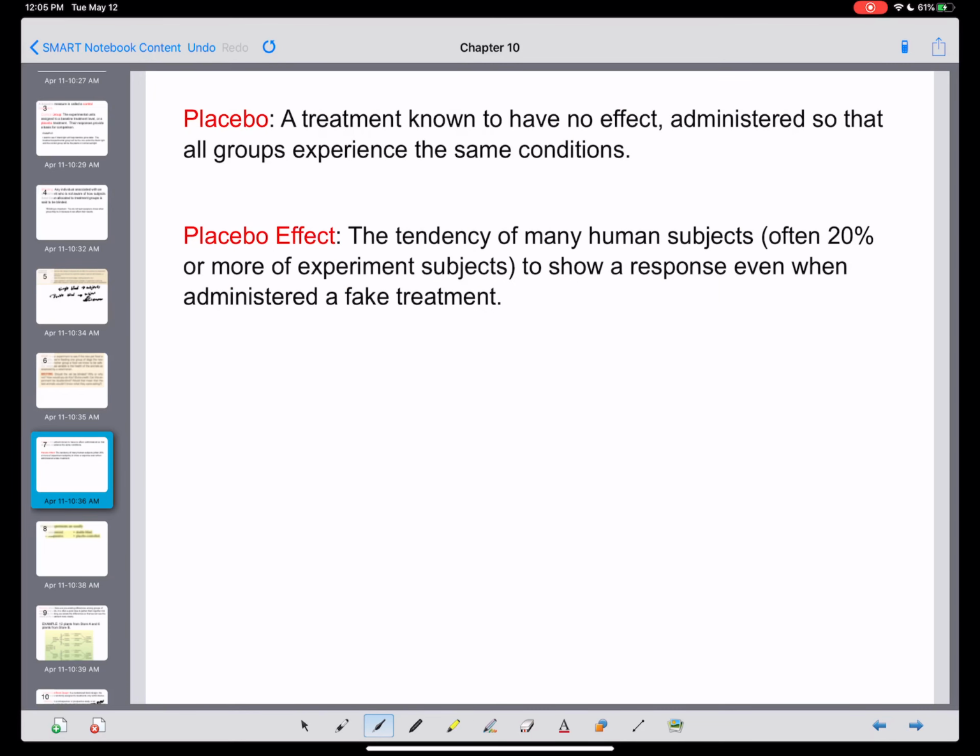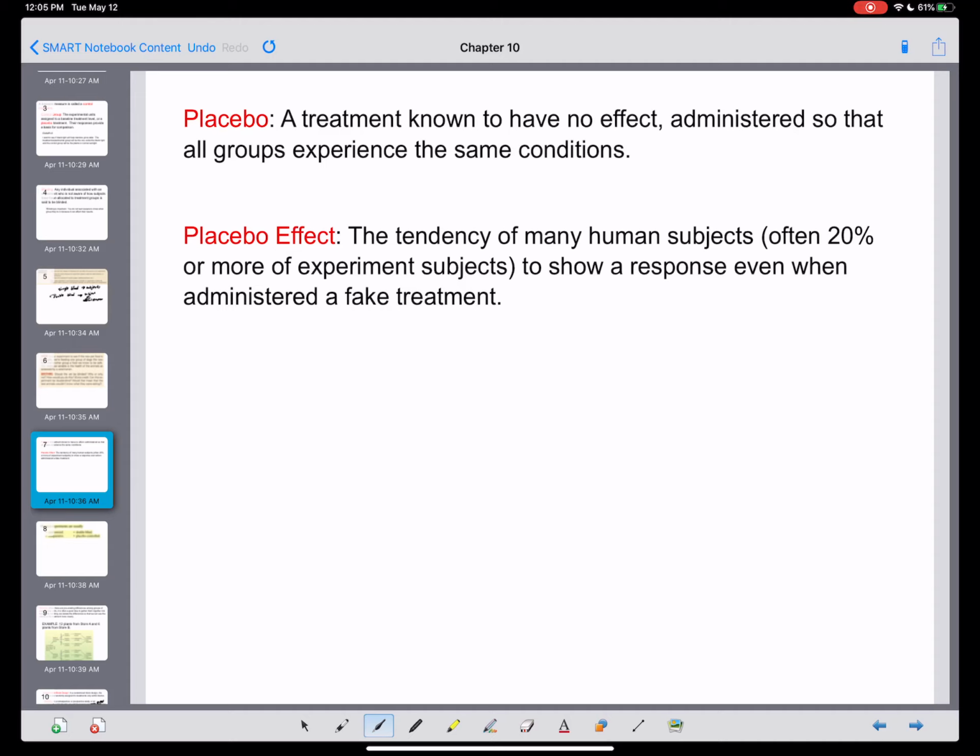A placebo: a treatment known to have no side effect, administered so that all groups have the same condition. So like I said, if you're doing something like Tylenol, you want to give them a placebo because you want to make sure that everybody's taking something, whether it's effective or not effective. Okay. All right, let's move on.